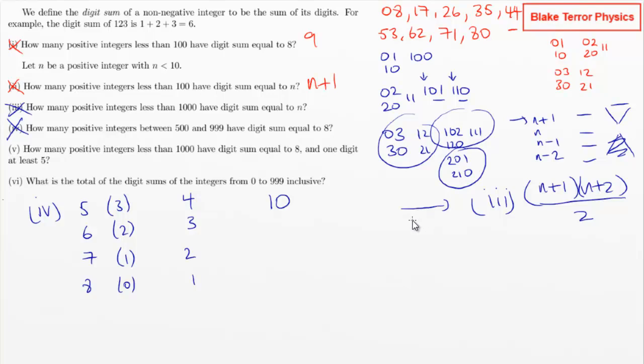Okay, how many positive integers less than 1,000 have a digit sum equal to 8 and one digit at least 5? Oh my word, right, well we've certainly got all of those ones.